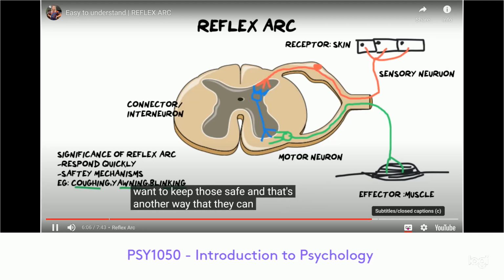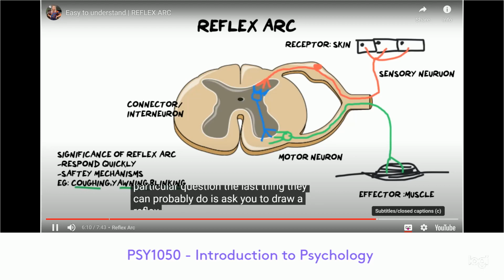And that's another way that they can ask this particular question. The last thing they can probably do is ask you to draw a reflex arc.